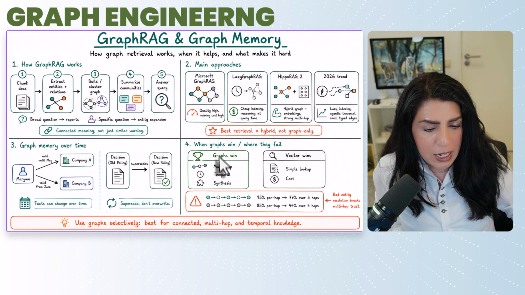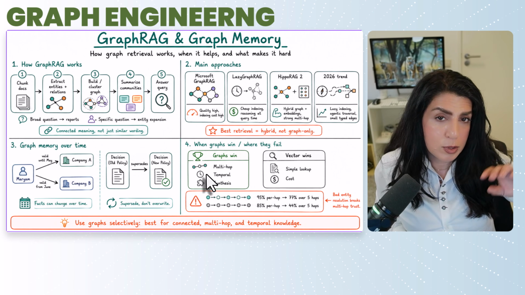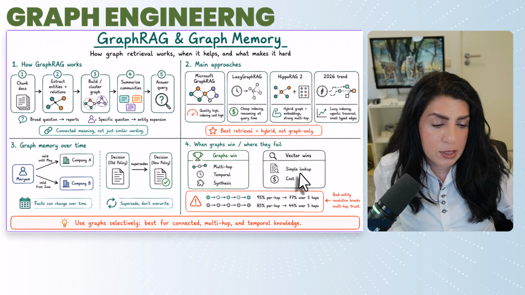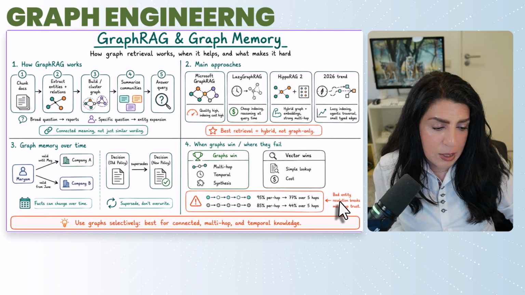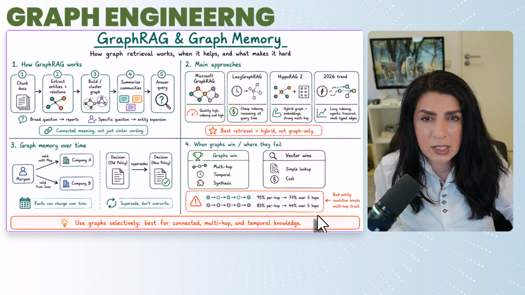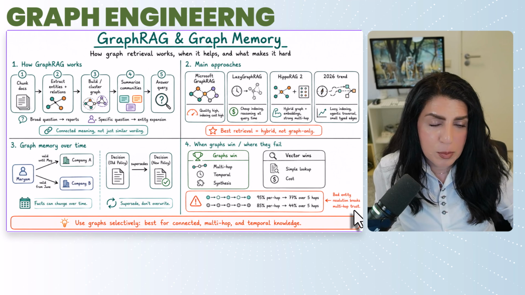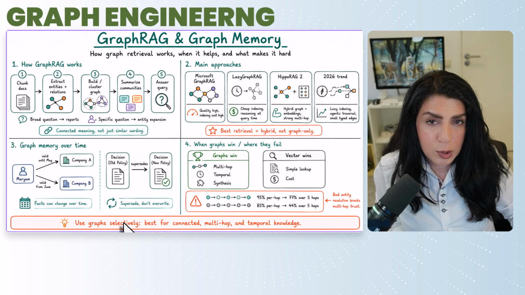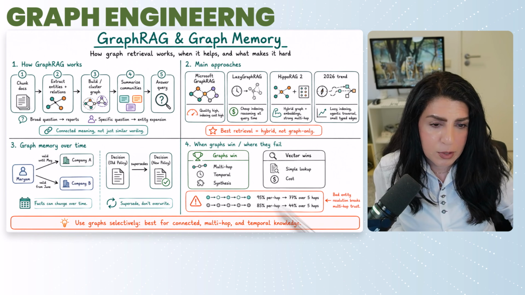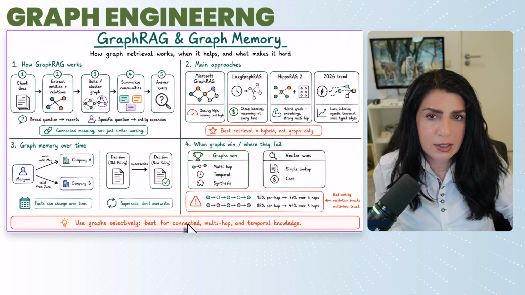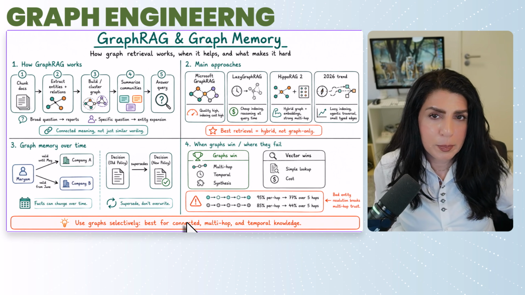And when does graph win? When you have multi-hop, temporal, time sensitivity, and synthesis. But when you have just a simple lookup, or the cost is important, it's important to keep it to the normal approach and not the graph. And just remember that bad entity resolution, if you don't have the names completely the same, can also break multi-hop trust. So use graph for orchestration, as I showed you, always. But for knowledge, always selectively, and know what you're connecting, because it's pretty intense.